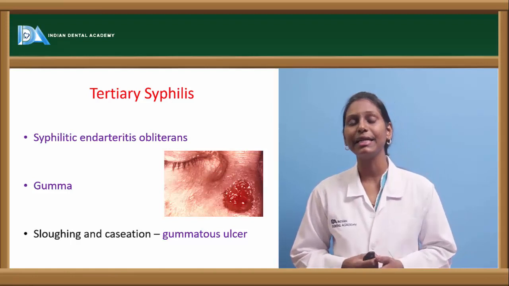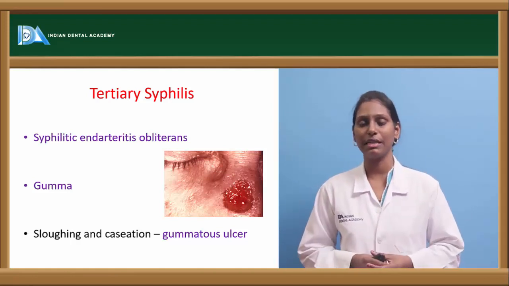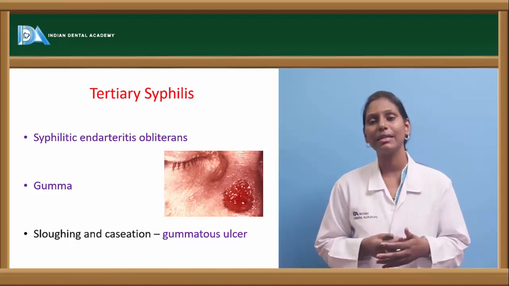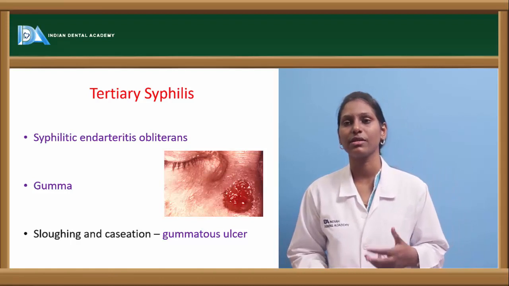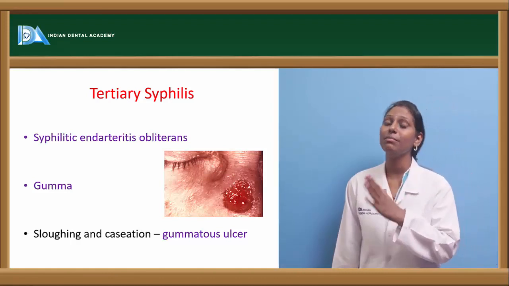Now entering into tertiary syphilis. Usually when well treated, syphilis stops at the second stage itself. However, in untreated cases, in about 35% of untreated cases, it enters into tertiary syphilis. In this tertiary syphilis, it actually affects the blood vessels.